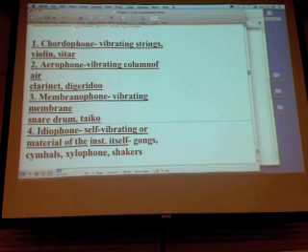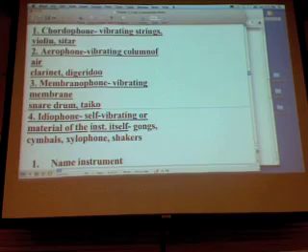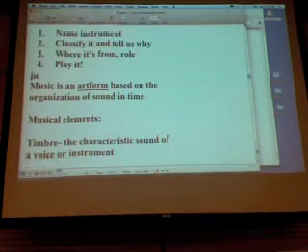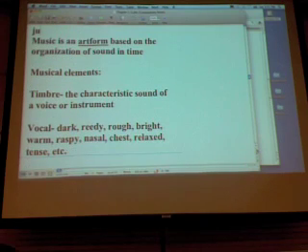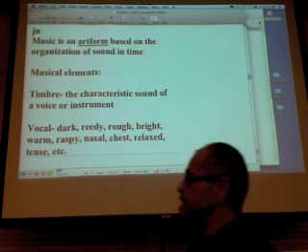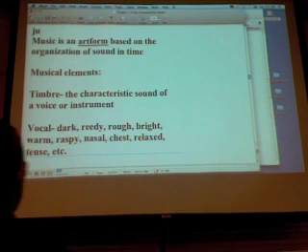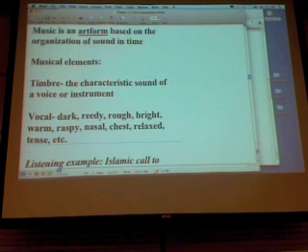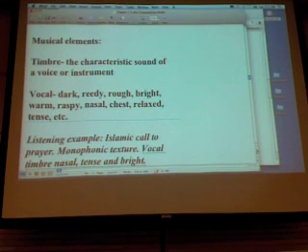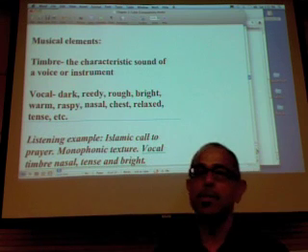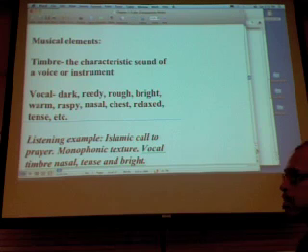So, in class, we will do an activity that will help you to remember that. But let's go on now and talk more about music. Again, music is an art form based on the organization of sound in time. Let's look at the way that music is organized. There's a number of different ways that we ferret out and talk about the different ways in which music is organized. First of all, timbre.